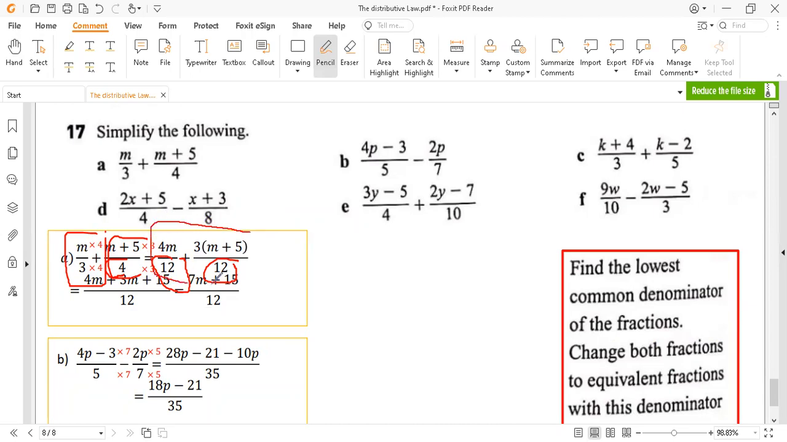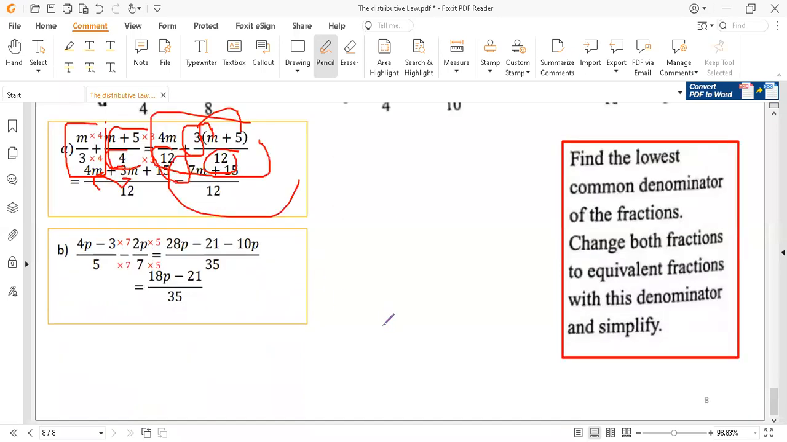First of all, we write the equivalent fractions with the LCD as the denominator, and then we add after expanding using the distributive law, for example 3m plus 15. If we have like terms, we can merge or add them. 4m plus 3m is 7m, and so on.